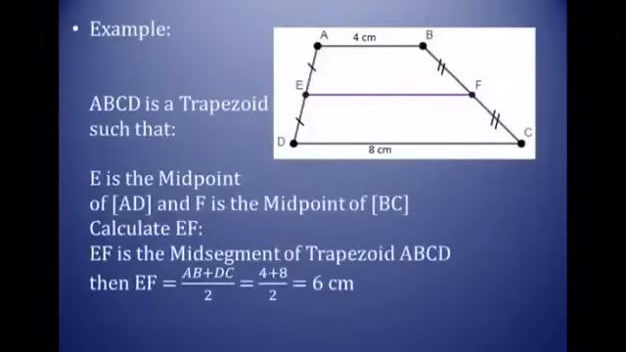Also, we have an example. In this trapezoid, we have the small base 4 cm, the big base 8 cm, E midpoint of AD and F midpoint of BC. So EF is the mid-segment of this trapezoid. To find the value of EF using the mid-segment theorem, it's equal to the sum of the bases, 4 plus 8, over 2, which is 12 divided by 2, equal to 6 cm.